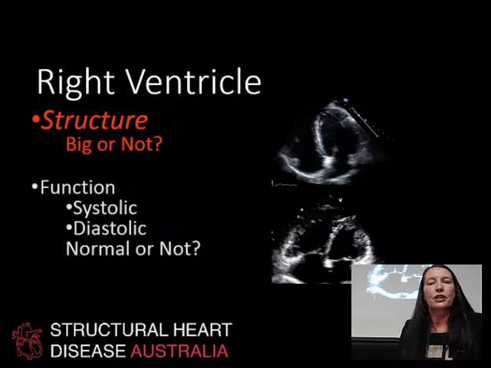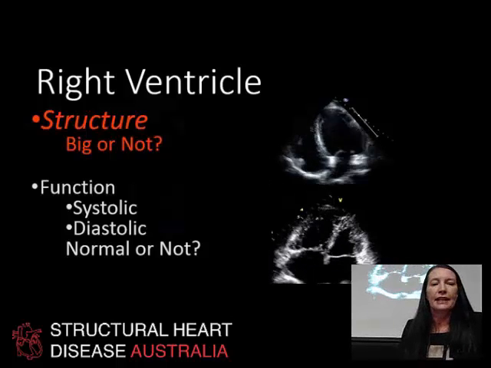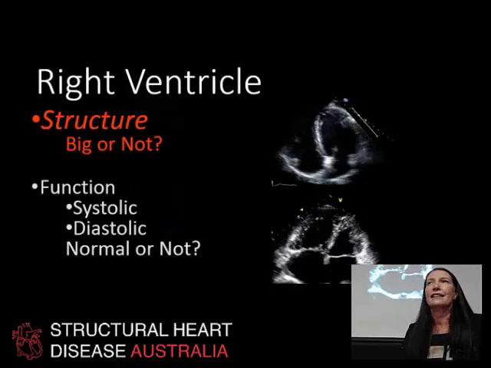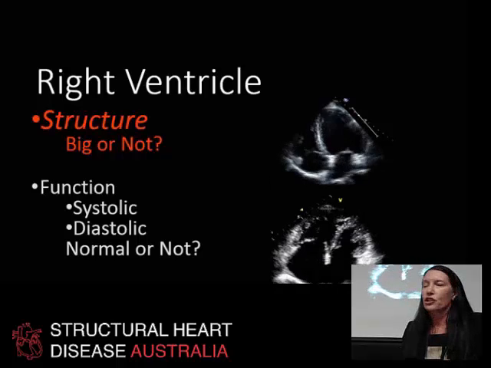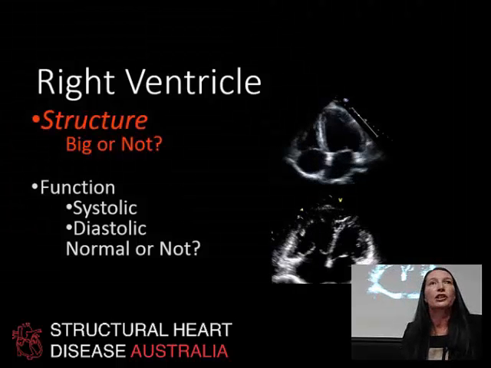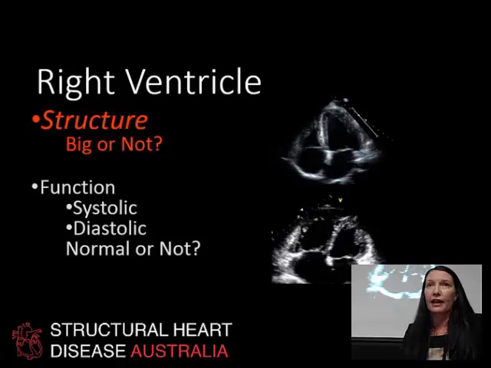So the questions that we should ask about the right ventricle is the structure, is it big or not? And how does that help us stratify patients for high-risk groups? And also the function of systology and diastology and whether these are normal or not, and how do they affect prognosis?